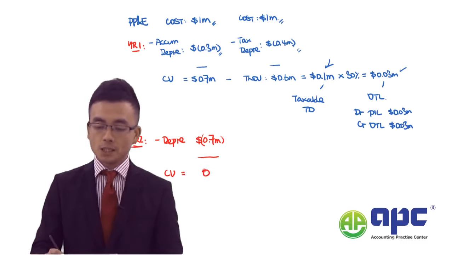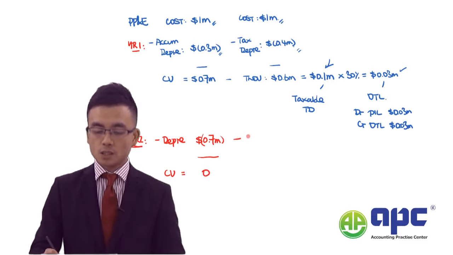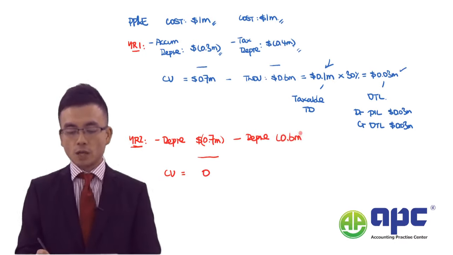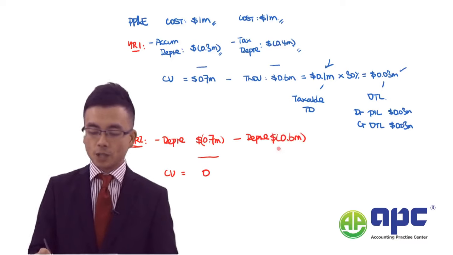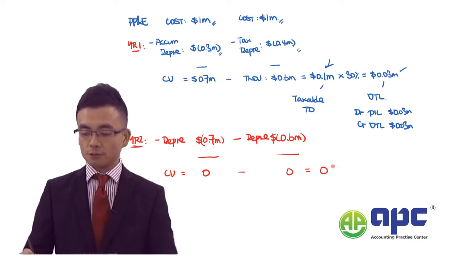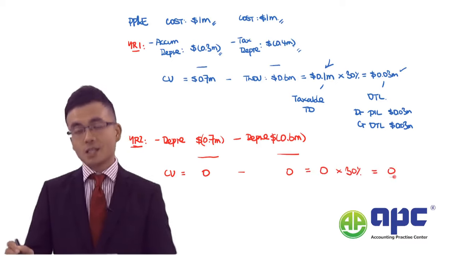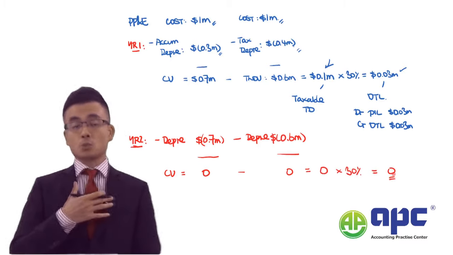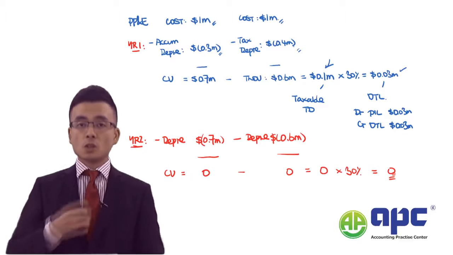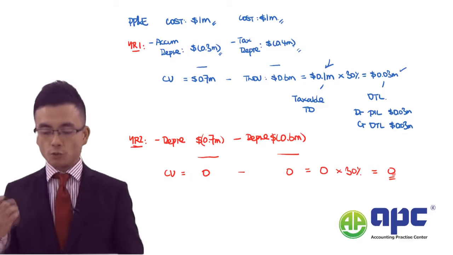At the same time, the tax depreciation of another $0.6 million writes the entire asset value down, so the carrying value will be zero. We use zero minus zero, and there will be no temporary difference, times 30%, and there will be no deferred tax any longer because we've recovered our asset carrying value already, which means we have fully utilized it.